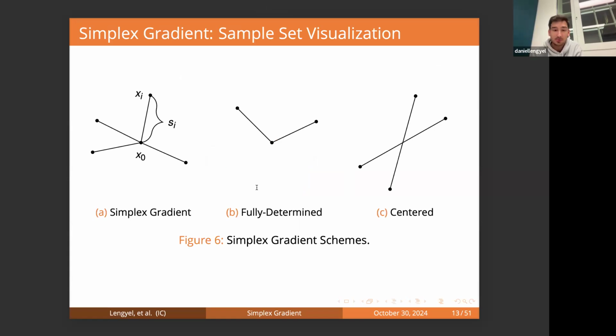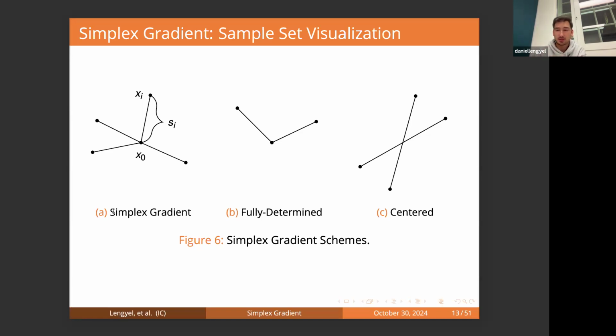So the general simplex gradient sample set is given in figure A. We have x0, which is the location of the gradient estimate. Then we have these xi's, which are the other sample points, and the si's are difference vectors. They are the difference between your xi and x0, and they point in the direction in which they go. Now we can look at the structures of different types of sample sets of the simplex gradient.